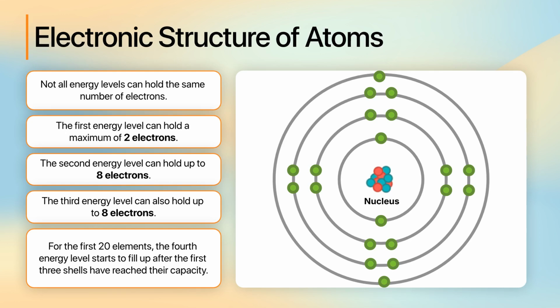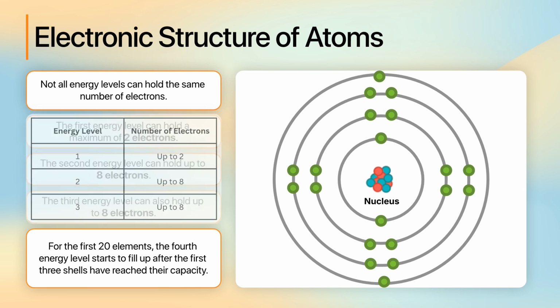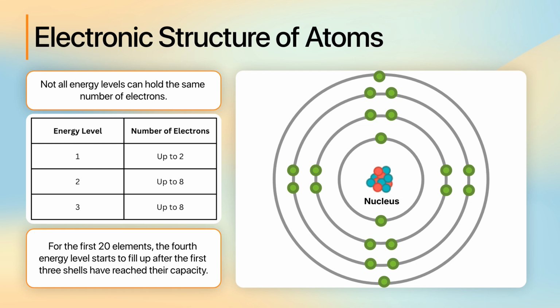After that, the rules get a bit more complicated. But luckily, we don't need to worry about that for this course. You only need to be able to work out the electron configuration for the first 20 elements for GCSE. So, that gives us the following rules for the first 3 shells when we are considering the simplified model and the first 20 elements. Remember, when these shells are full, the fourth shell will start getting filled.